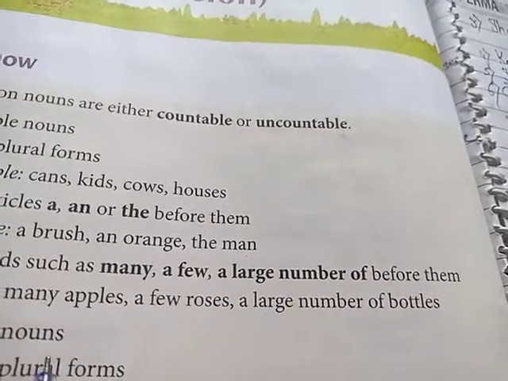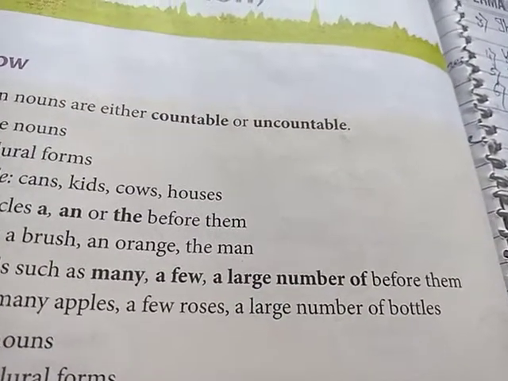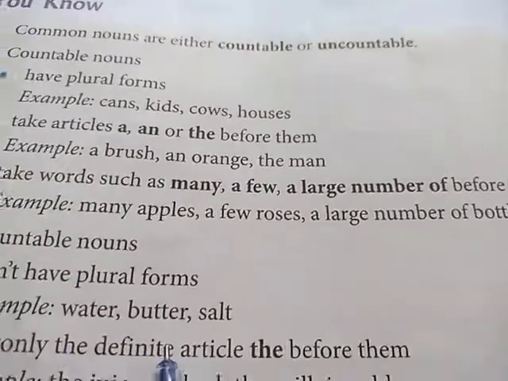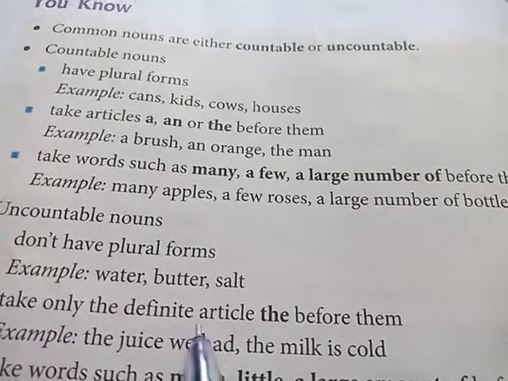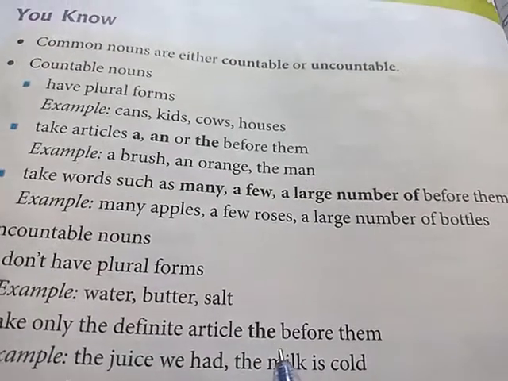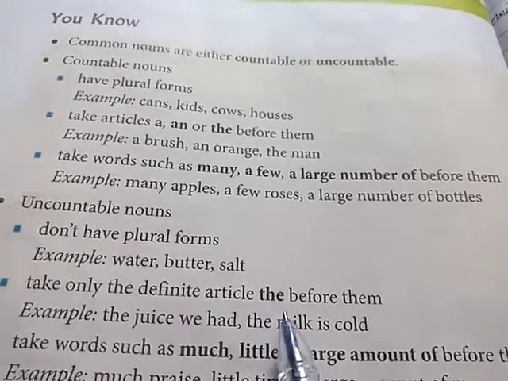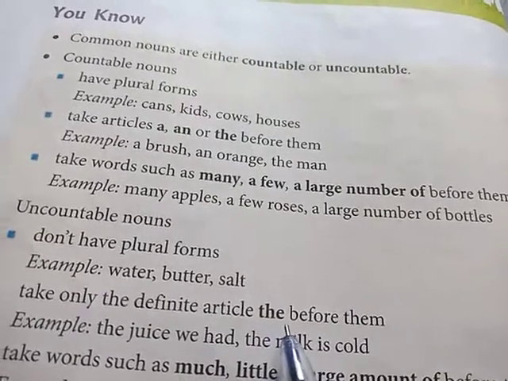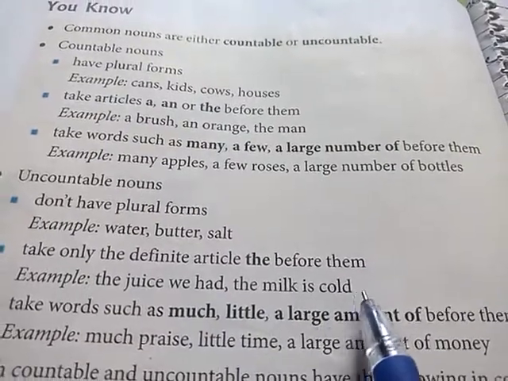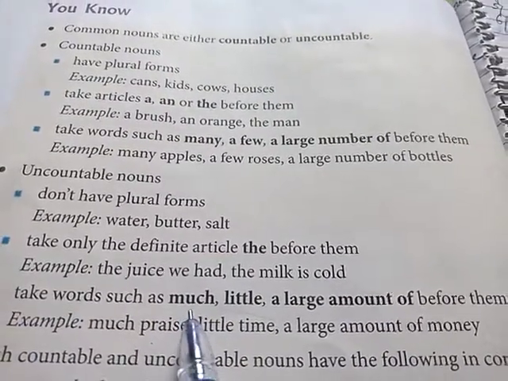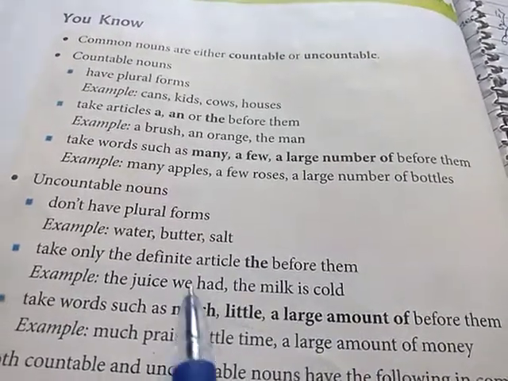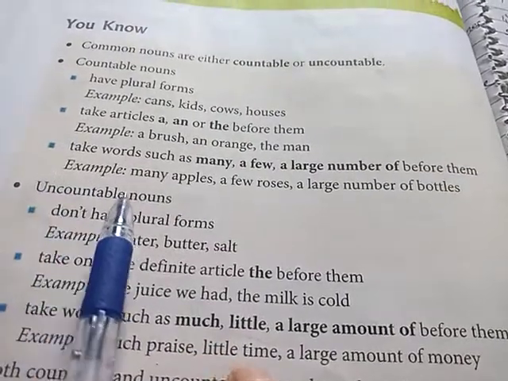Let us see the uncountable noun. Uncountable nouns are those we can't count, such as the examples water, butter, salt, milk. We can use the article before the uncountable noun. "The" is the definite article used before the uncountable: the field. Okay, next, the juice we had, the milk is cold. Take words such as much, little, a large amount of. We can use much and little for the uncountable nouns.